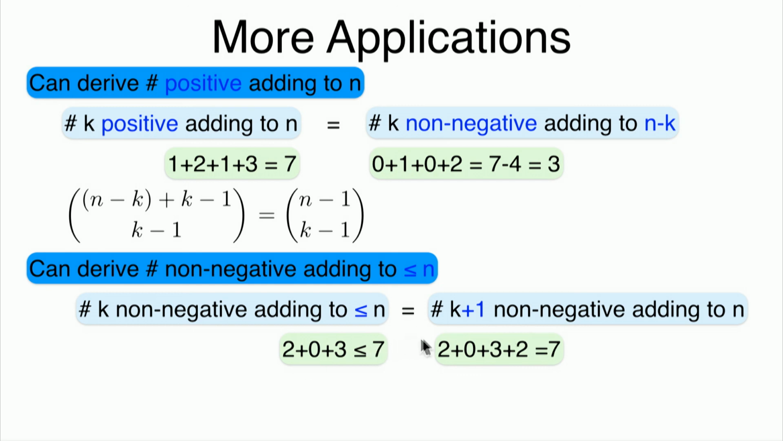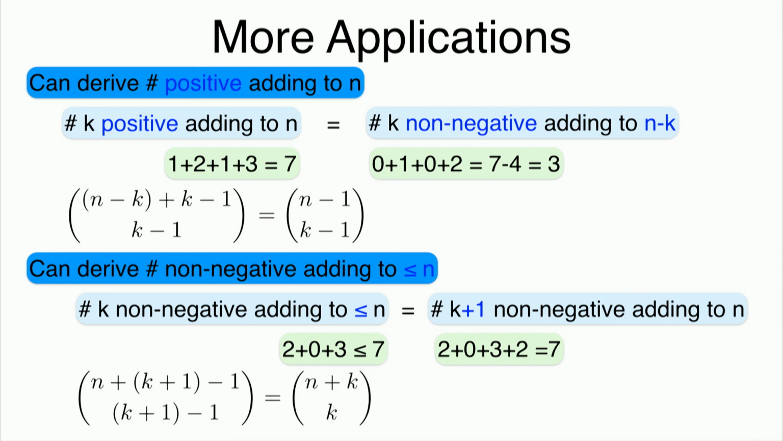Again, this mapping is one-to-one. I can map every sequence here to a sequence there in a unique way by just adding the number that's missing to make it 7. In general, if we have k non-negative integers that add to at most n, I can map it to k plus 1 non-negative integers that add to exactly n. So the numbers are the same, and the number is n plus, instead of k, we have k plus 1 terms now, so it's n plus k plus 1 minus 1 choose k plus 1 minus 1, and that gives us the simple formula of n plus k choose k. You can verify it for some simple values.